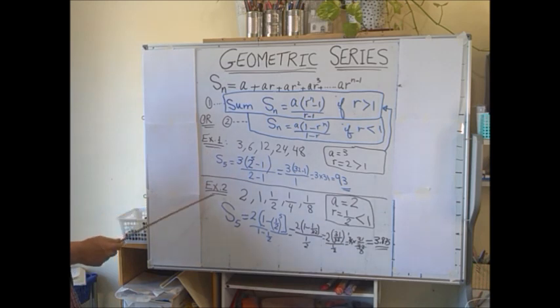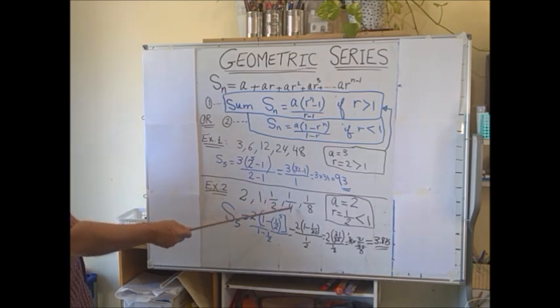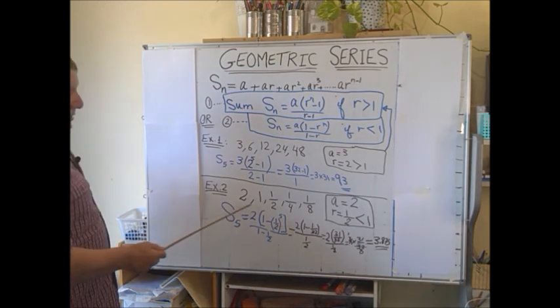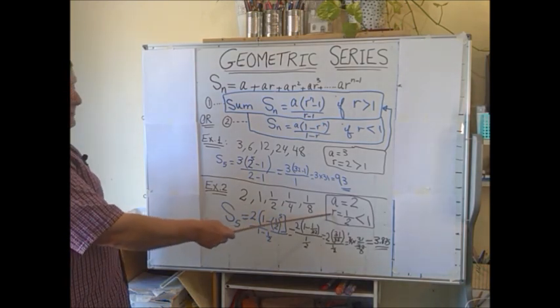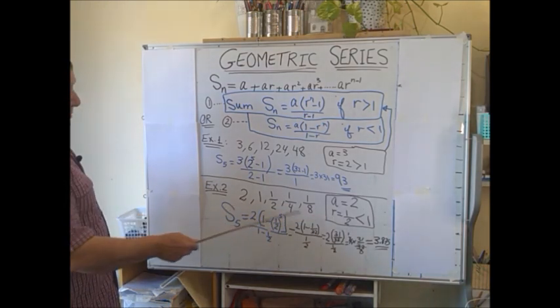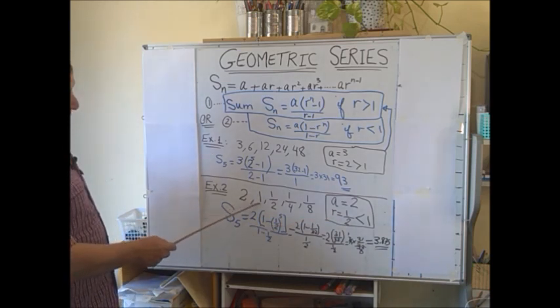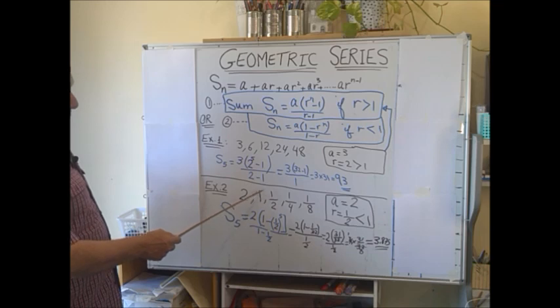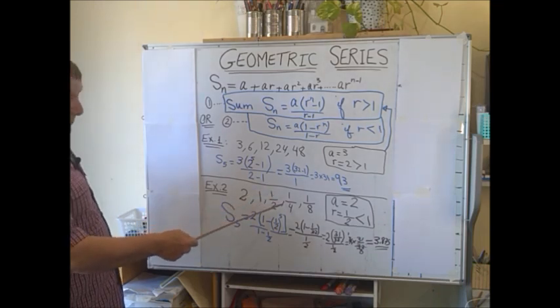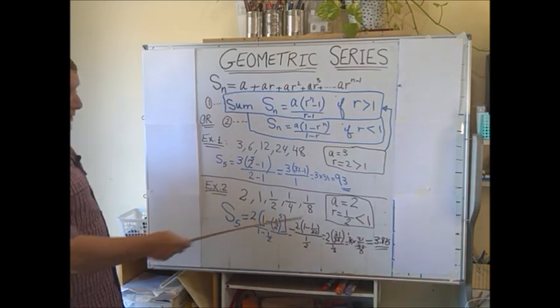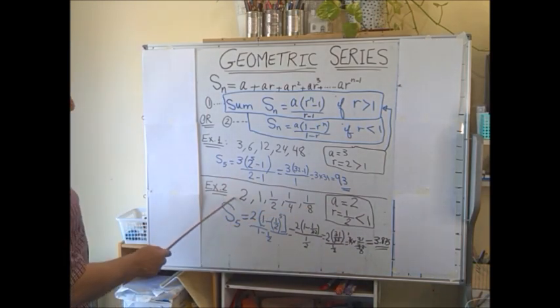Now let's look at the second example. Now we have 2, 1, half, quarter, 1/8. So what is r here, the common ratio? It's half. Because to get 1, you multiply 2 by half. Then you multiply 1 by half, you get half. Multiply half by half, you get 1 over 4, and so on. And the first term is 2.